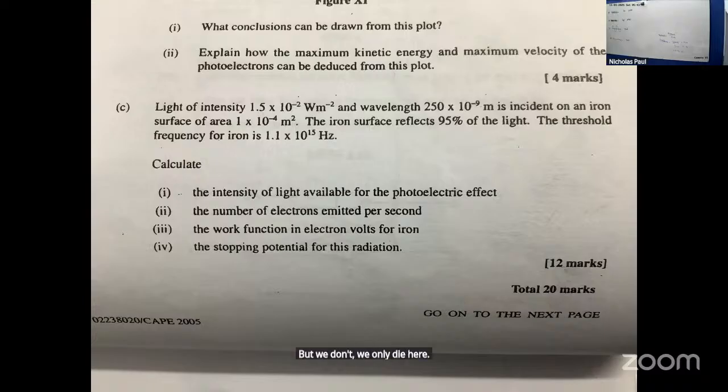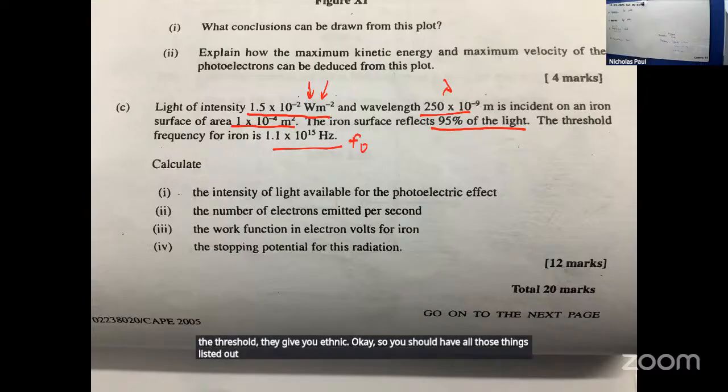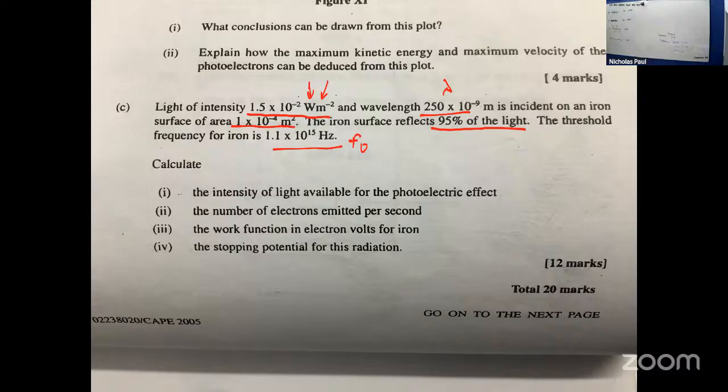So light intensity, you all recognize what that is? That's watts per area, right? They give you the wavelength of the incident light, and they give you the area it is incident on. It reflects 95%, so only 5% will remain, right? The threshold, they give you f naught. So you should have all those things listed out. You have that clear? Right, good.